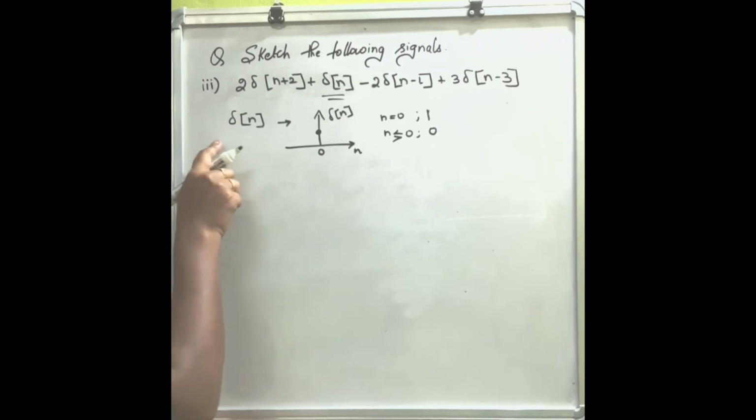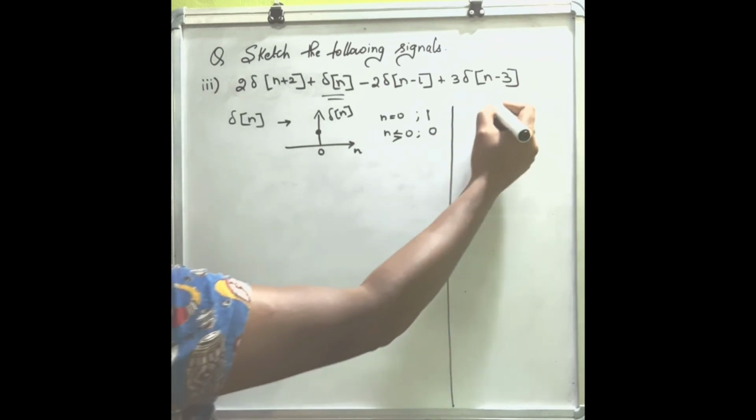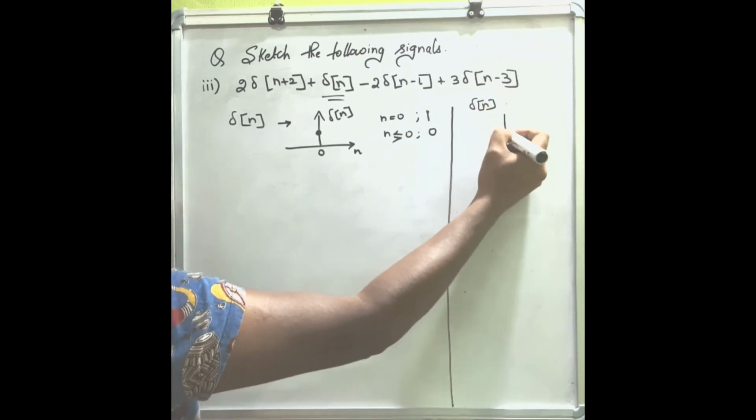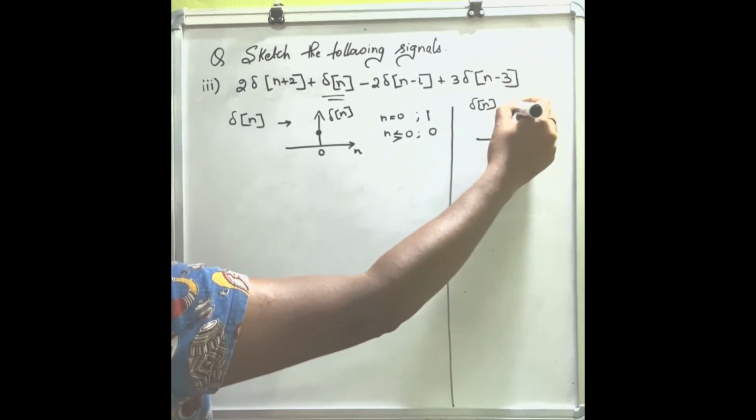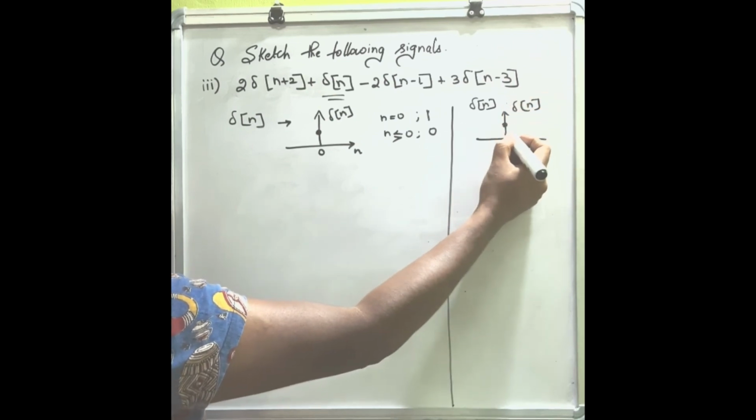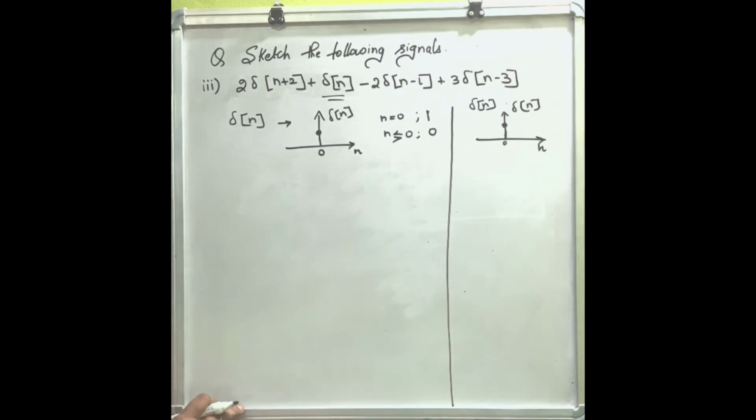So we have found del of n. Now let us draw it separately here. This is del of n. For you, there is no need to draw it separately. Draw one below the other. Next, so this is found.